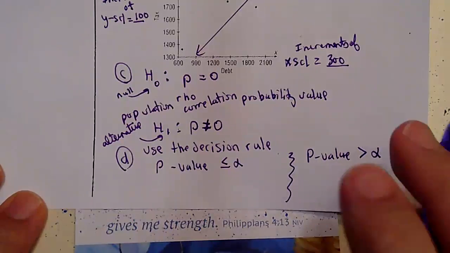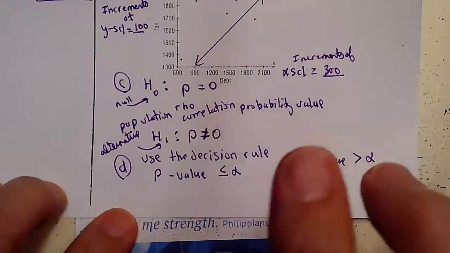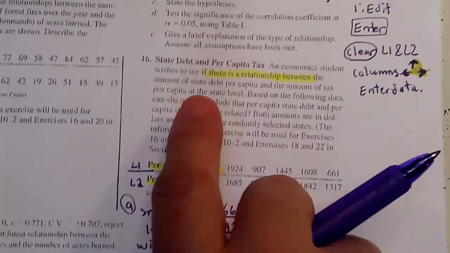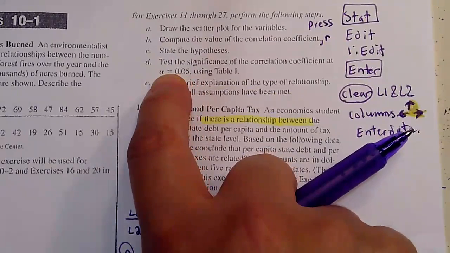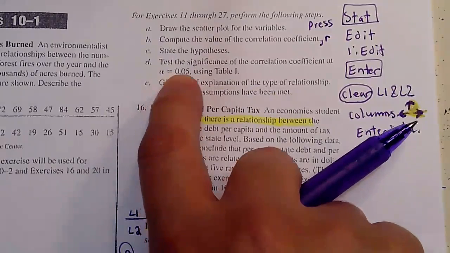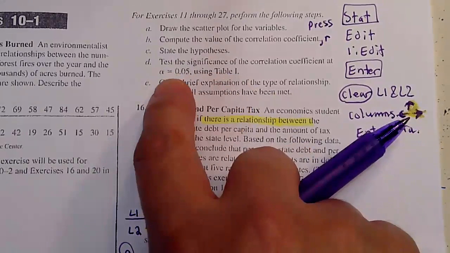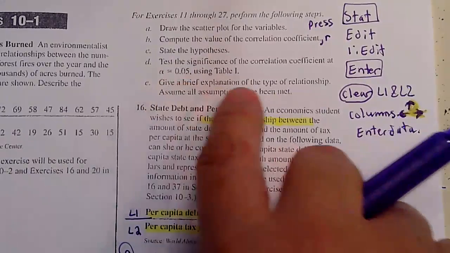The alpha level they gave us, we have to use the alpha level they gave us. This is another Greek letter of the alphabet. That's what we're testing, and we're not using a table, we're using the graphing calculator. The alpha level is 0.05.